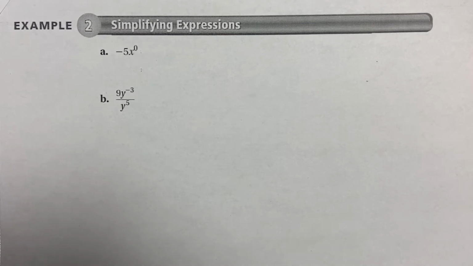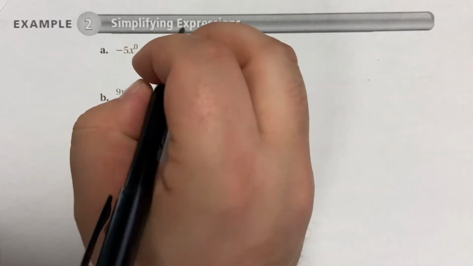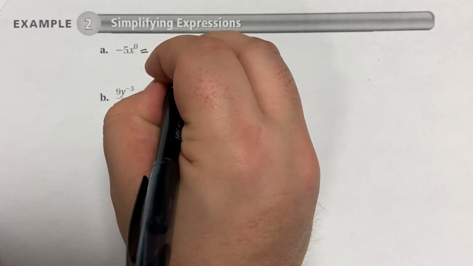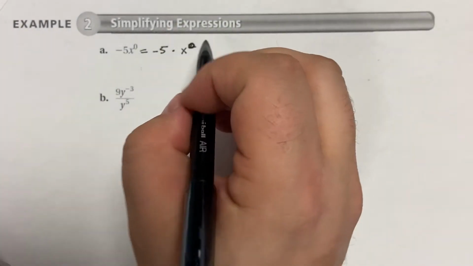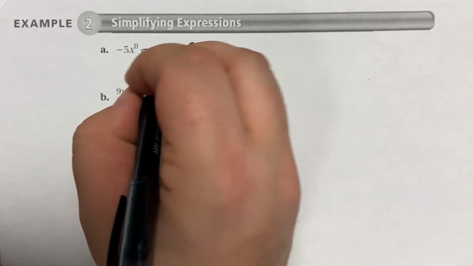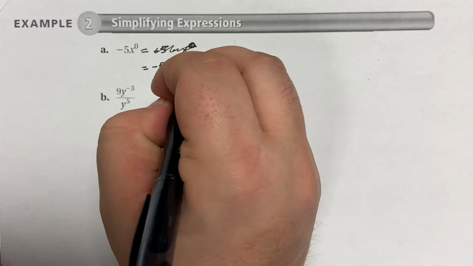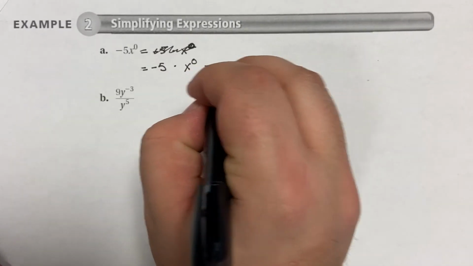The first problem that we see here is negative 5 times the quantity x to the 0. So this is the same thing as negative 5 times x to the 0. Oh, I put 2. Wow, I don't know where the 2 came from. X to the 0. Let me just rewrite this whole thing. Negative 5 times x to the 0. This right here is the key.